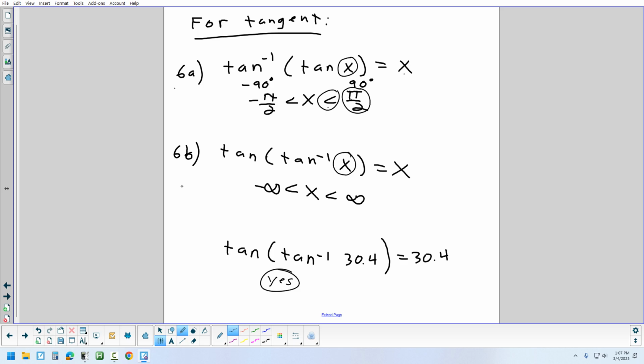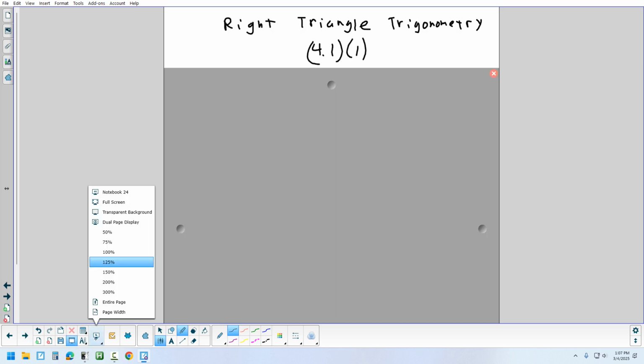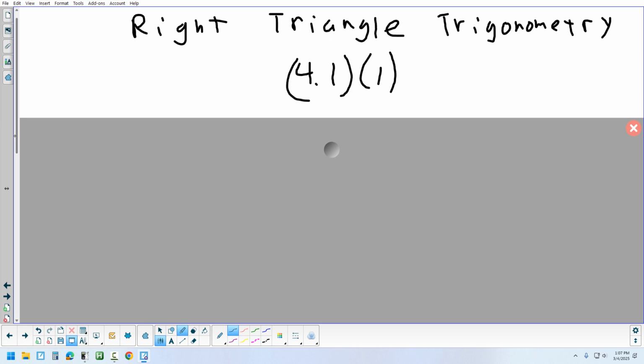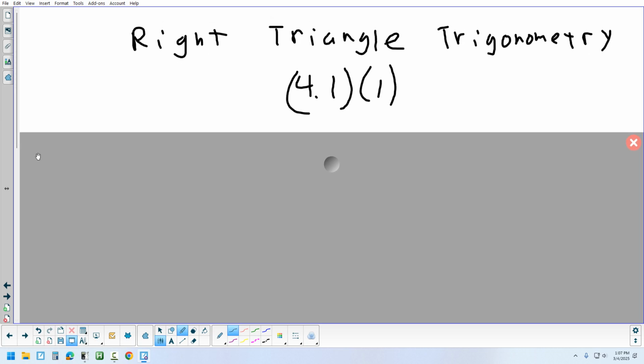Okay, so that's the first one. Now, any questions on what we just did from that unit? Are we done? No, we're not done. Time for homework? No. Time for nap? Time for 4.1. Yes. I love 4.1. It's my favorite section. Right triangle, no, I don't want triangles.